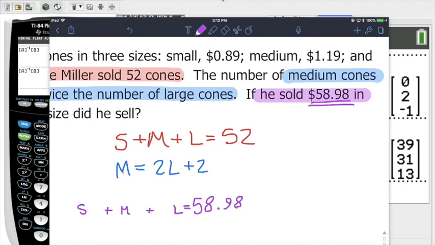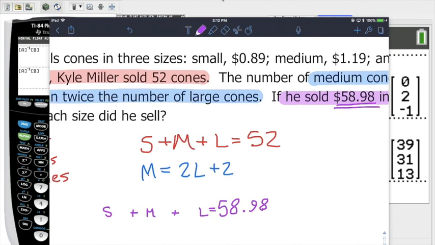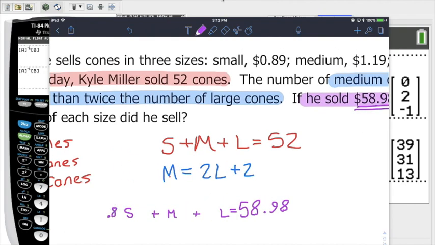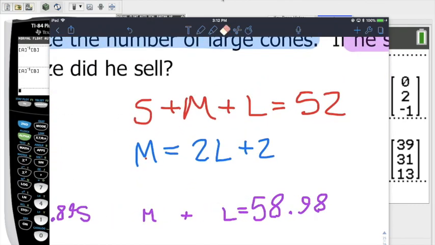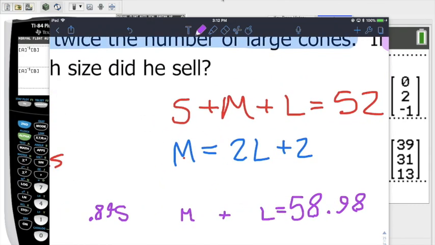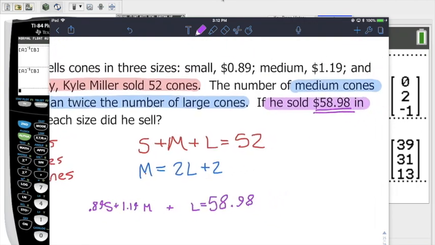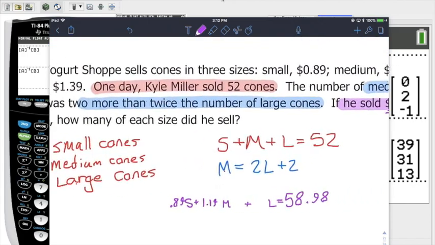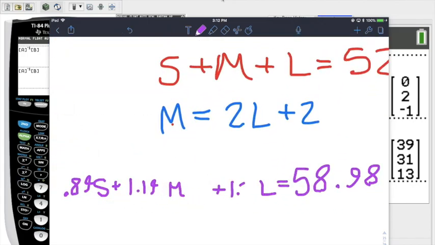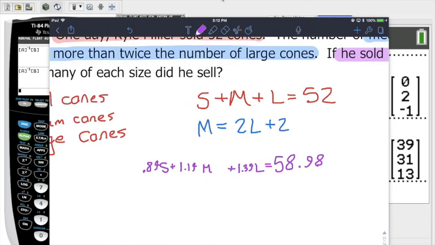So we need to attach our money values to the small, medium, and large cones. So I'm going to put my 0.89 in front of small. Was it 1.19, I think? Yeah, 1.19 in front of medium. And then the large was 1.39. That would be your third equation right there.